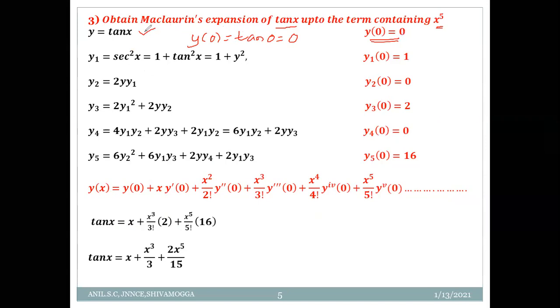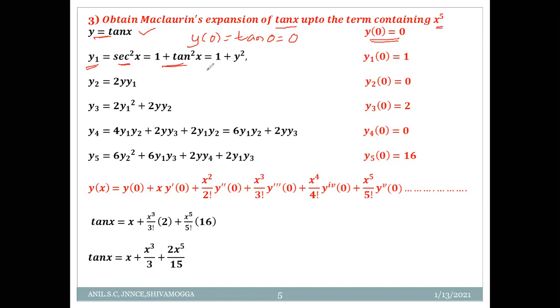To find first order derivative, differentiate this with respect to x. Derivative of y is y1. Derivative of tan x is secant square x. This secant square x can be written as 1 plus tan square x. Correct? Let's make this problem simpler. Secant square x is equal to 1 plus tan square x, and we know that tan x is equal to y here. Therefore, 1 plus tan square x can be written as 1 plus y square.